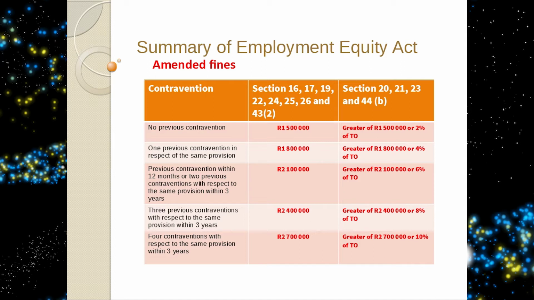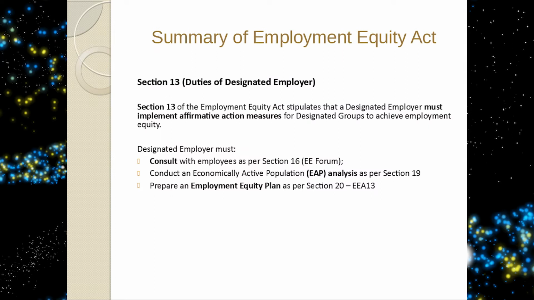Following year, come back, another 2.4 plus 2.4. Okay, and it goes on to 2.7 plus 2.7 or 10% of turnover. Let's talk about those sections. What do they mean? Section 13 of the Act stipulates designated employers. Okay, you will need to implement affirmative action measures for designated groups to achieve equity in your workplace.